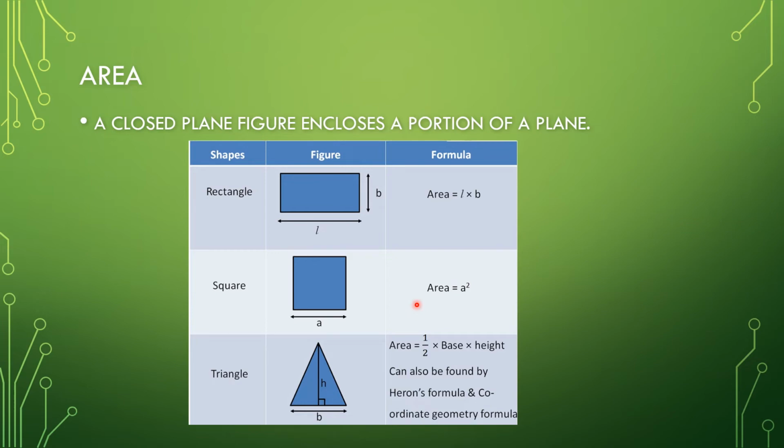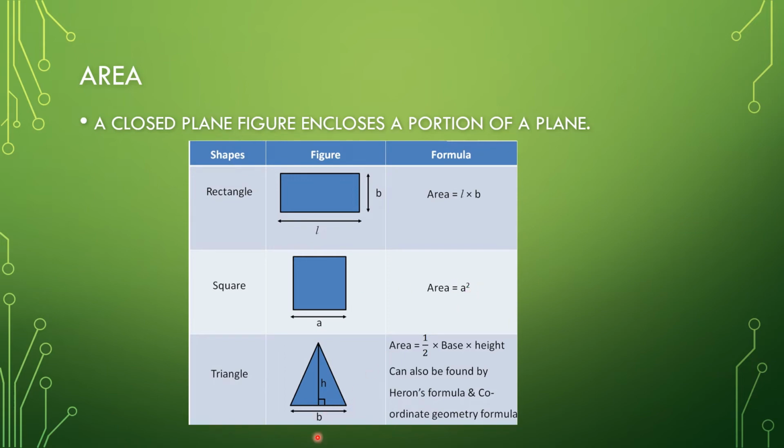Coming to the next one, area. What is an area? A closed plane figure encloses a portion of a plane. So the blue portion you can see is enclosed. This one is your area. So area of a rectangle is length into breadth. Area of a square is a square. All sides of a square are the same, so a into a gives a square.